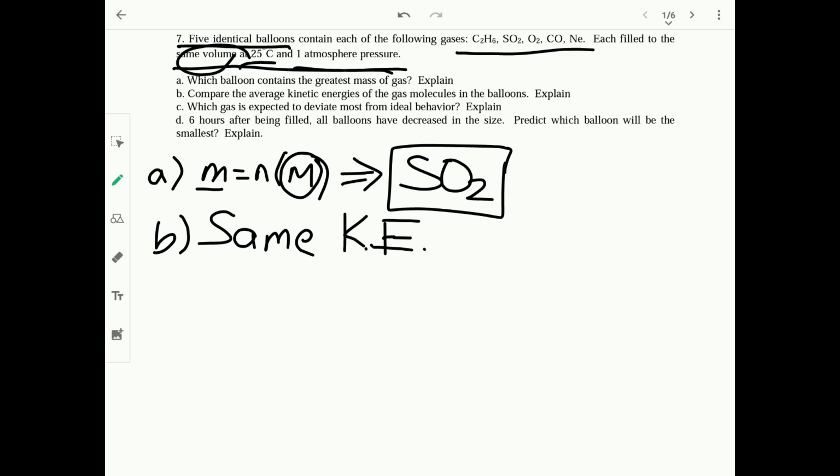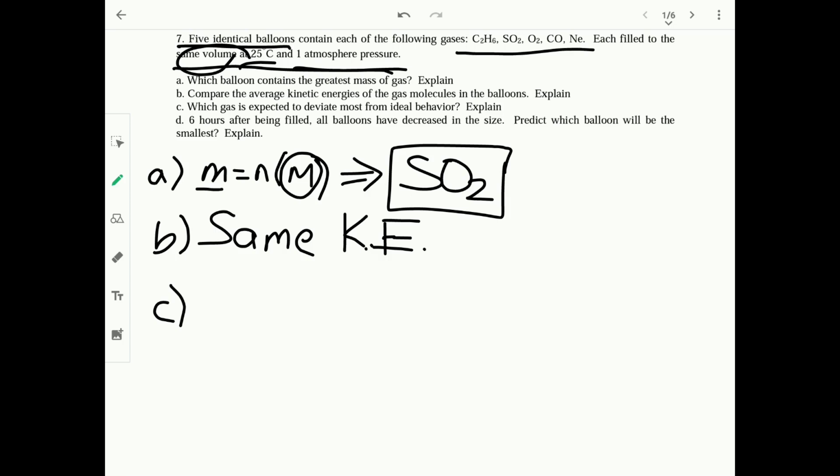Part C, which gas is expected to deviate the most from ideal behavior? Now we should know that as gases get bigger in size and complexity of molecules, they deviate more from ideal gas behavior. What does deviate mean? They act less and less like ideal gases, right? So the assumptions that we have made for ideal gases do not apply to them.